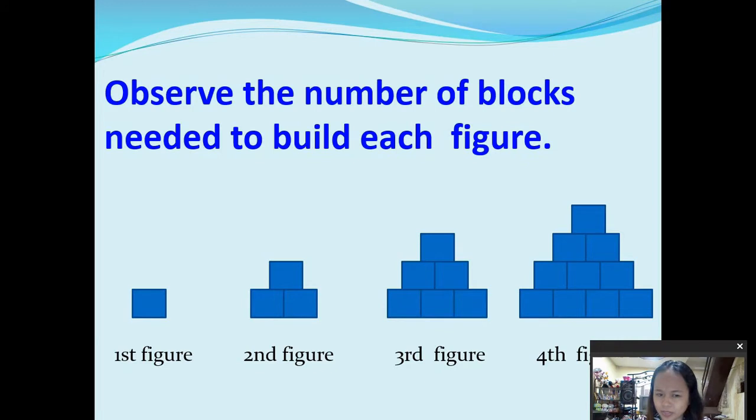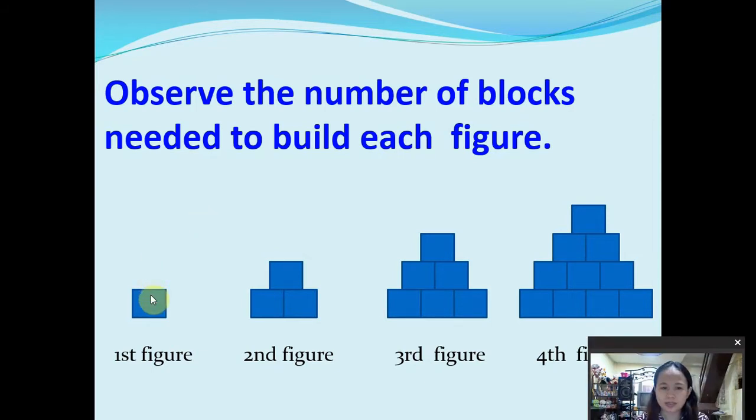For the first figure again, we have 1 block. For the second figure, we have 3 blocks. For the third figure, we have 6 blocks. And for the fourth figure, we have 10 blocks. So the numbers we have are 1, 3, 6, and 10. So what pattern have you observed to get the number of blocks for each figure?